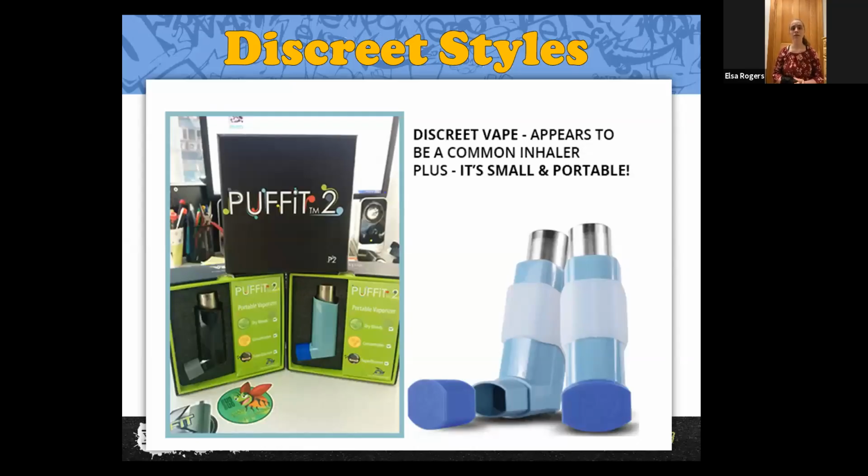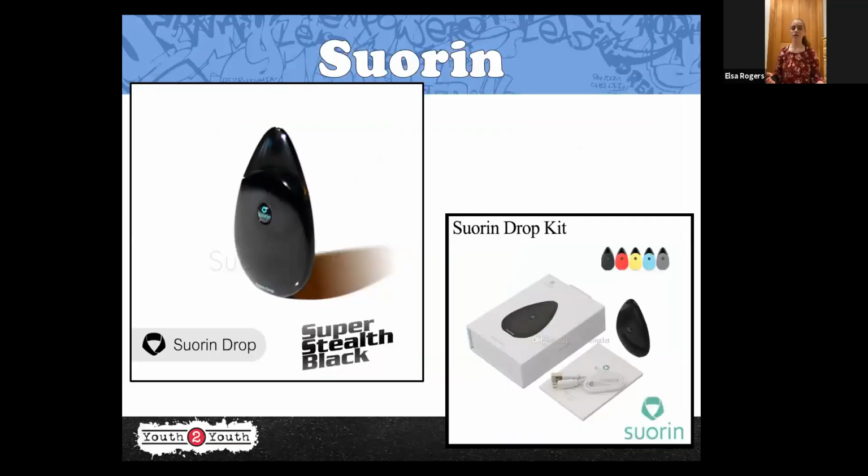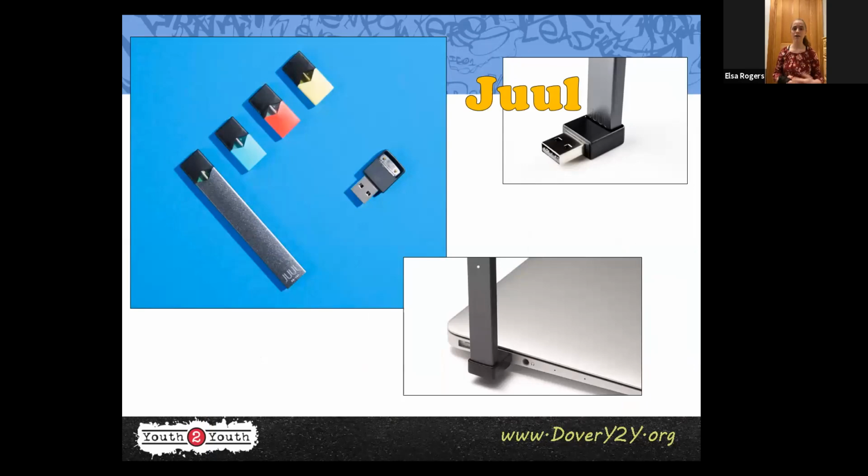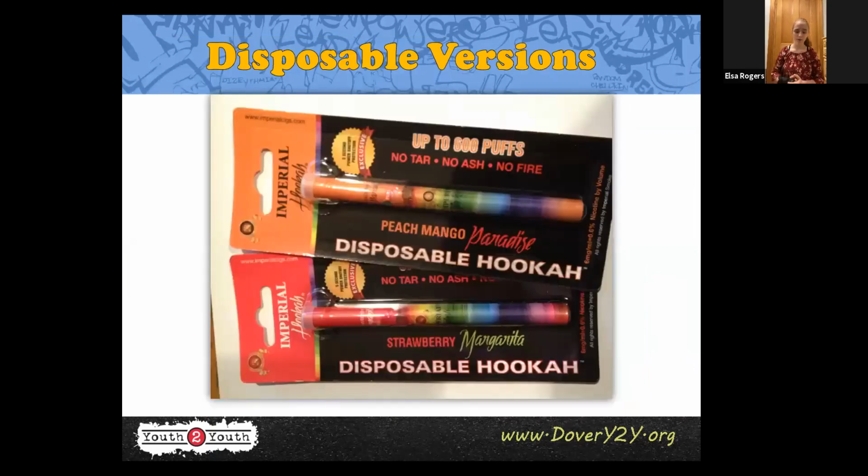There are some that are designed to be discreet or look like something else. Like this one is made to look like an inhaler, while others are discreet in different ways. They don't look like something else, but they can be held in the palm of your hand and barely noticed, like Soren and, as we all know, Juul.